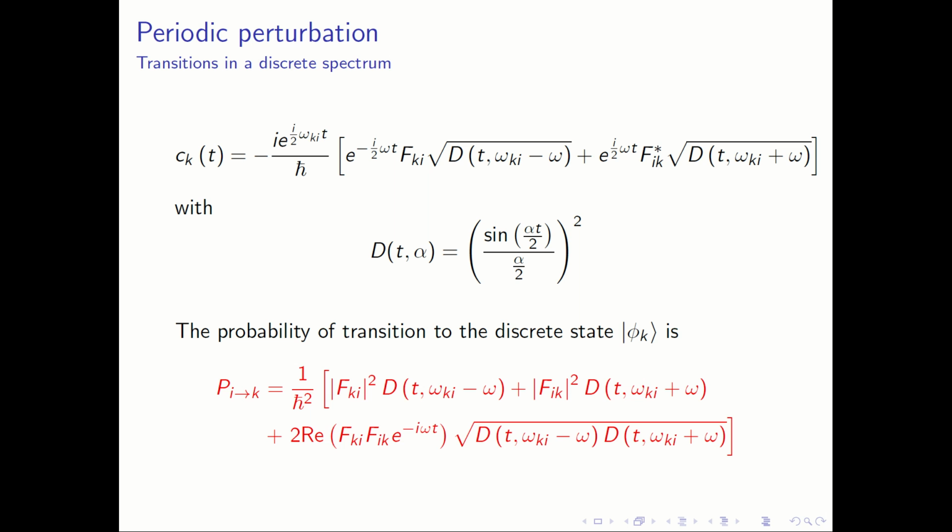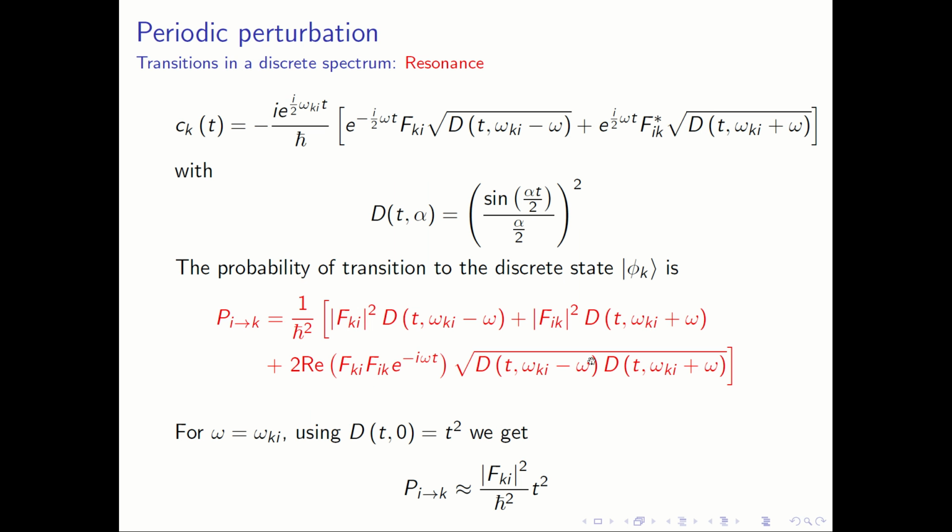So today what we are going to talk about is this. Under a sinusoidal perturbation, what is the probability that you can go from an initial state phi i to another state phi k, where the state phi k is considered to be part of the discrete spectrum? So this is a transition from a discrete state to another discrete state, and that is the final expression for that.